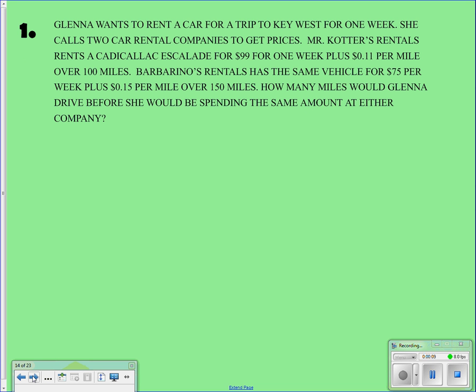Number 1 says Glenna wants to rent a car for a trip to Key West for 1 week. She calls 2 car rental companies to get prices. Mr. Cotter's Rentals rents a Cadillac Escalade for $99 for 1 week, plus 11 cents per mile over 100 miles. Barbarino's Rentals has the same vehicle for $75 a week plus 15 cents per mile over 150 miles. How many miles would Glenna drive before she would be spending the same amount?